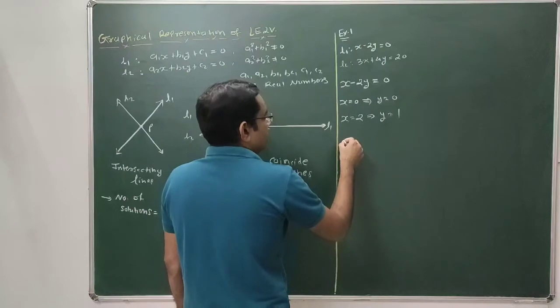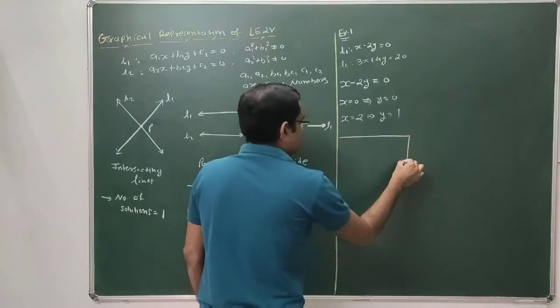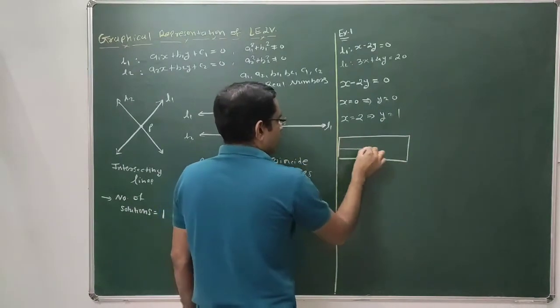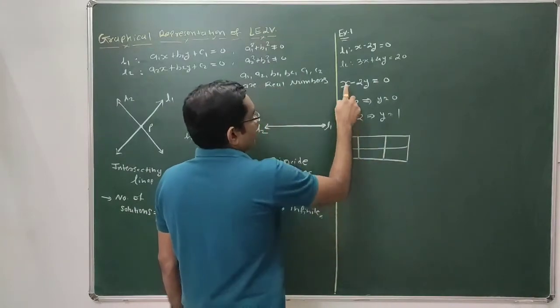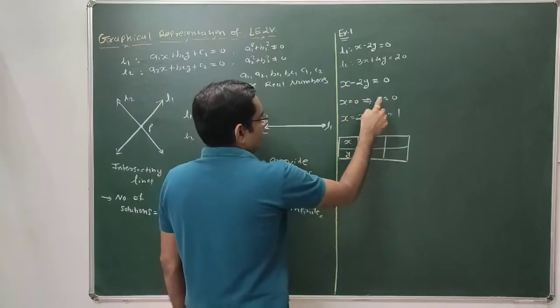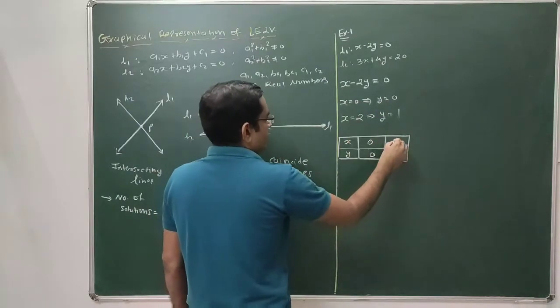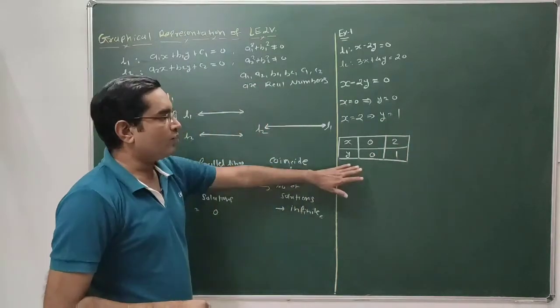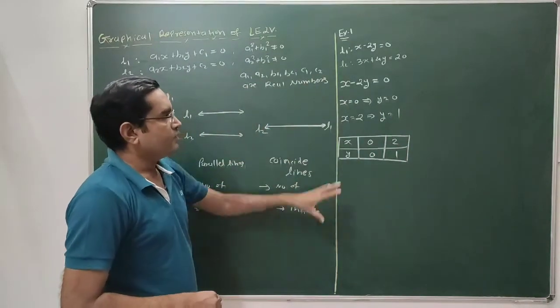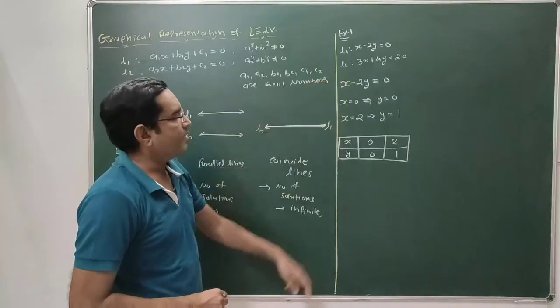Then draw the coordinate table. Coordinate table for the line L1. This is x, this is y. For x equal to 0, we are getting y equal to 0. For x equal to 2, we are getting y equal to 1. So this is the coordinate table for line L1. Done? Now we have to find the coordinate table for line L2.